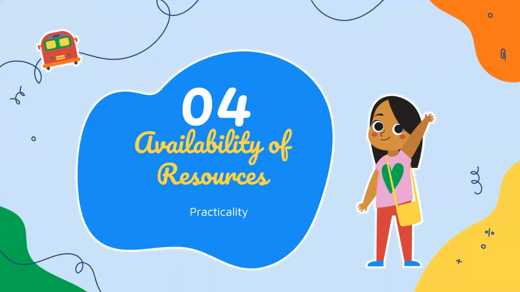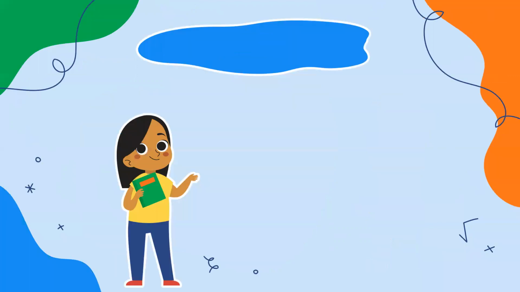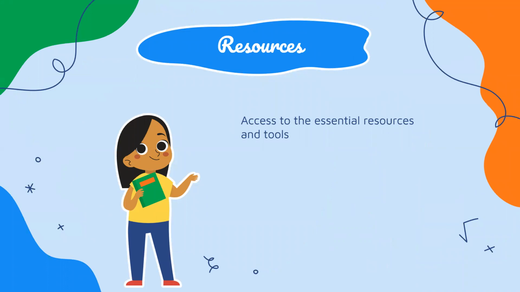Now, let us move on to the fourth step, that is availability of resources. Now, this is very important because we need to find out practically to what extent it is possible to go ahead with the research for the topic that we have identified. So this availability of resources will depend on whether we have access to the essential resources and tools. Now, in order to find out whether we have access to the essential resources and tools, we need to ask ourselves certain questions. So what kind of resources are we looking for? What kind of tools are we looking for?